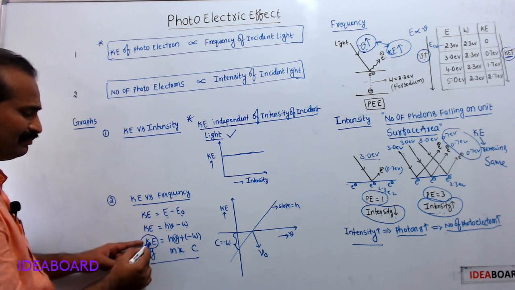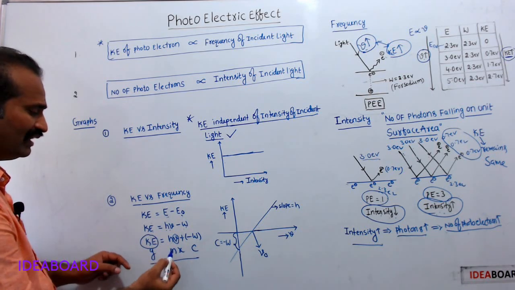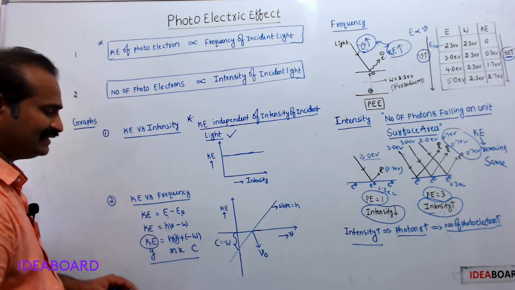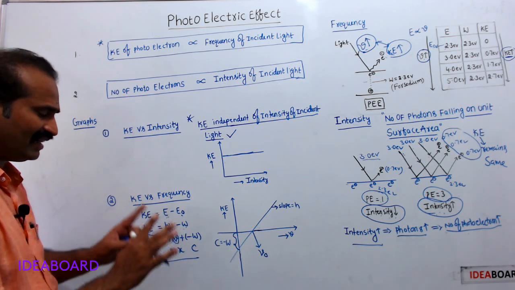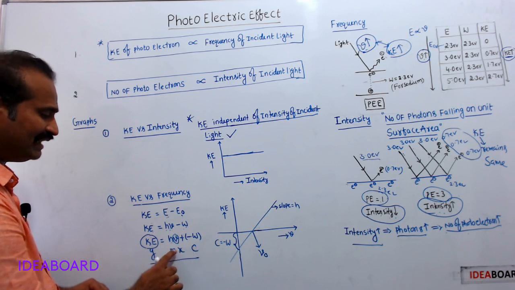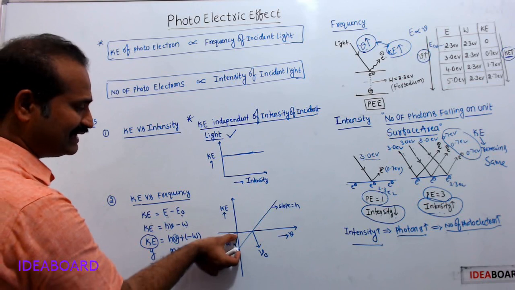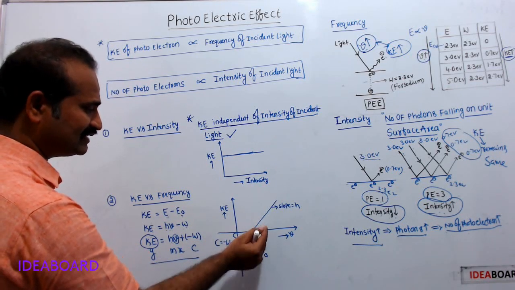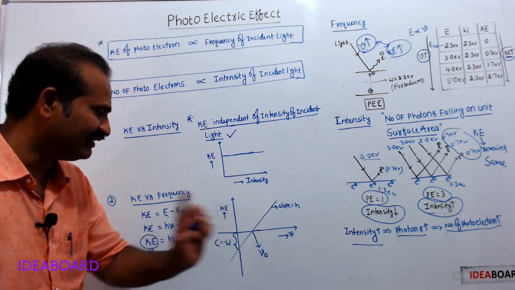Therefore, when we plot a graph between KE versus nu, the graph should be a straight line. Moreover, the slope is positive, h is Planck's constant, but the intercept is negative. So the graph between kinetic energy and frequency is a straight line with a negative intercept and a positive slope. Theta is less than 90 here. So this is the graph between kinetic energy and frequency.